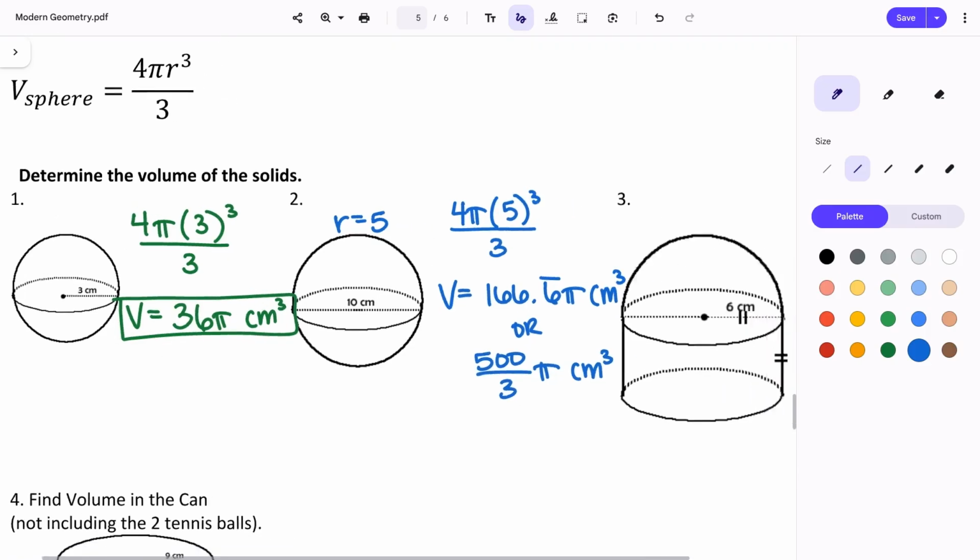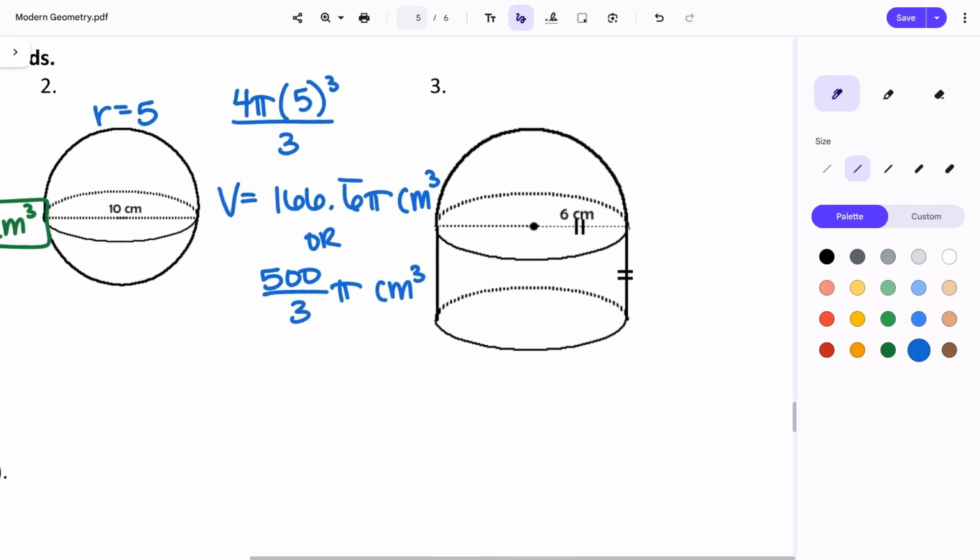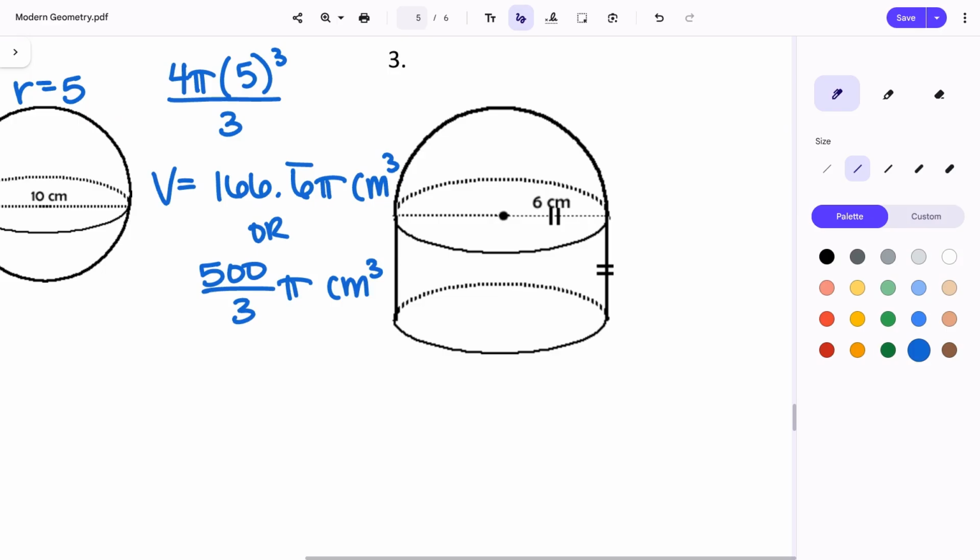All right, let's go on to number 3 here. What do we have that's kind of making up this shape? We have a cylinder, okay, and then a hemisphere, right? So we need to find the volume of both of those two shapes. We've got a cylinder at the bottom, and then we've got this hemisphere at the top. So let's kind of think back. Let's deal with the cylinder first.